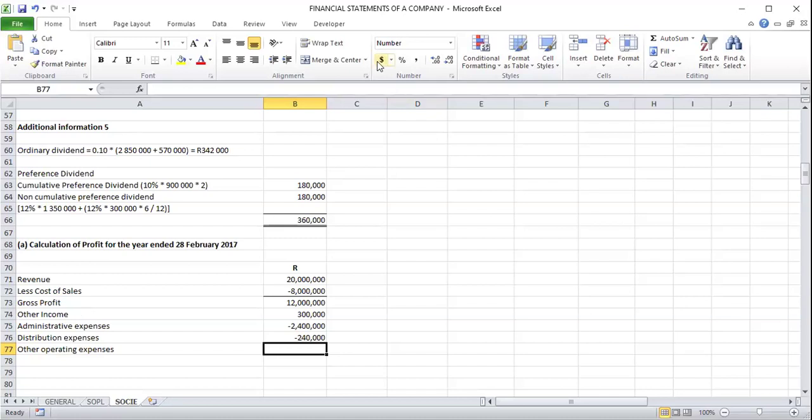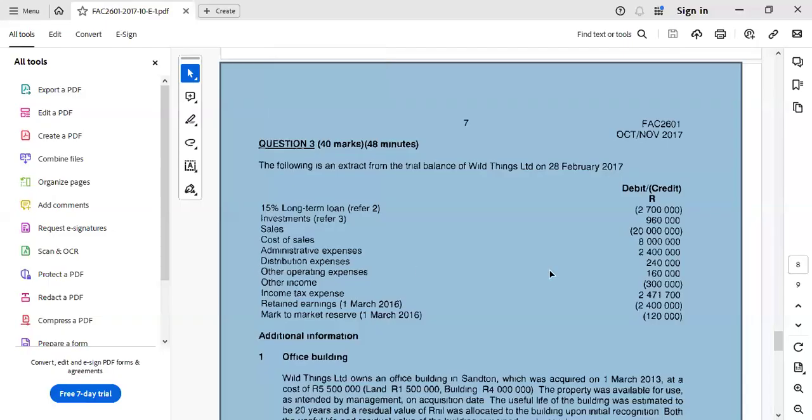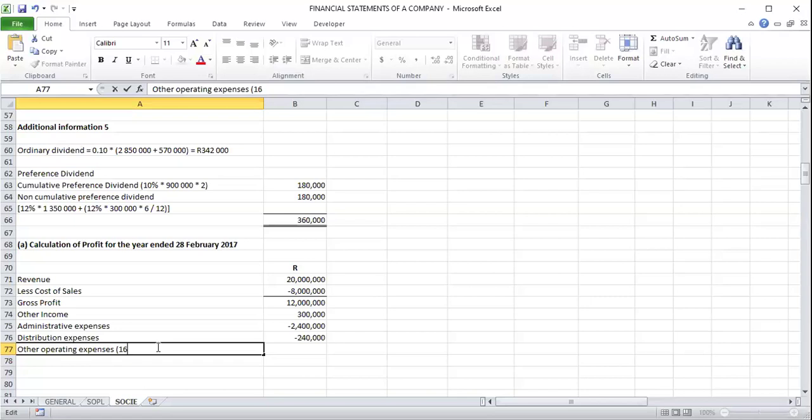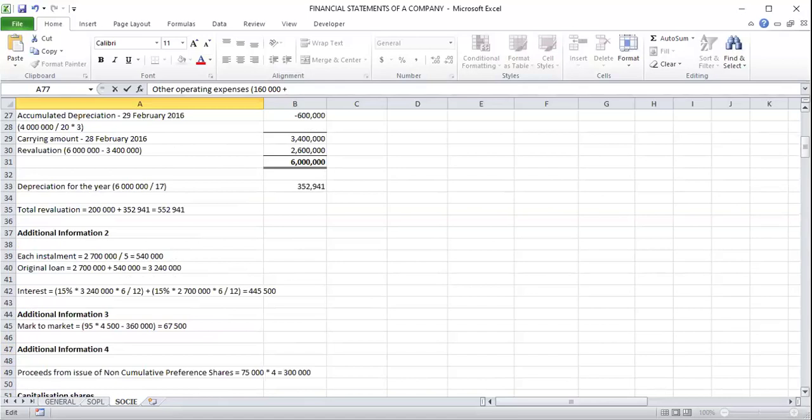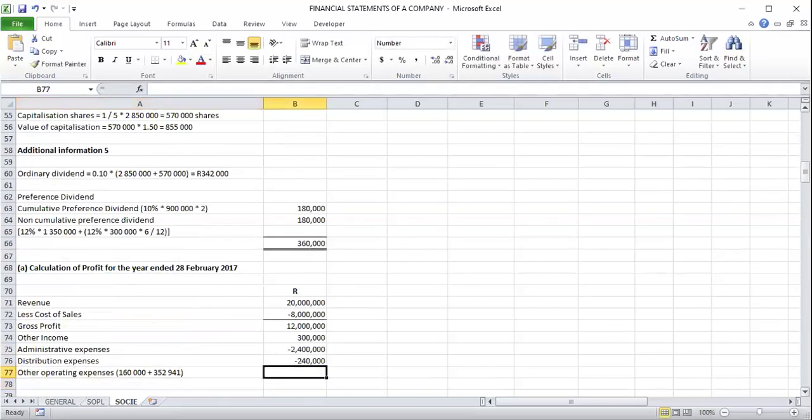Our other operating expenses, we have to add the depreciation. Remember, it's 160 here. Then we add the depreciation. So say 160,000 plus the depreciation, which we calculated on additional information number 1, which was 352,941. Right, we add together.